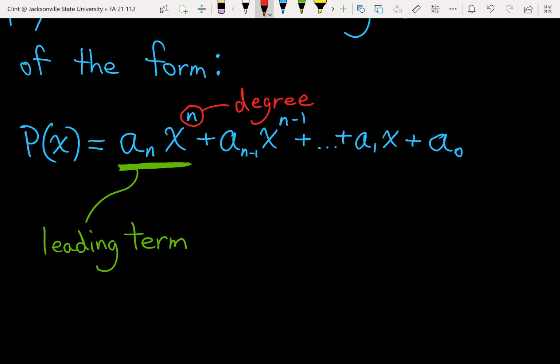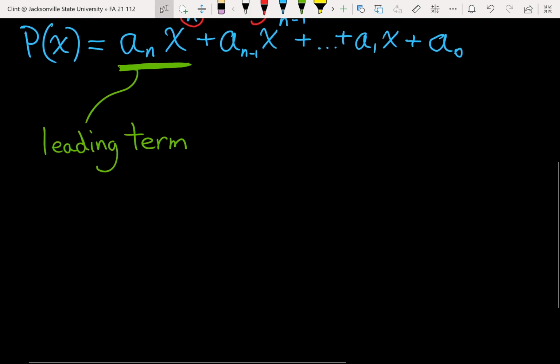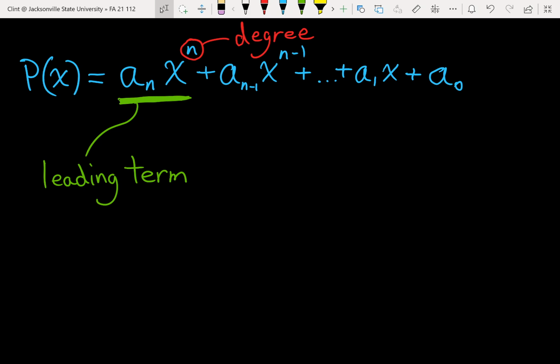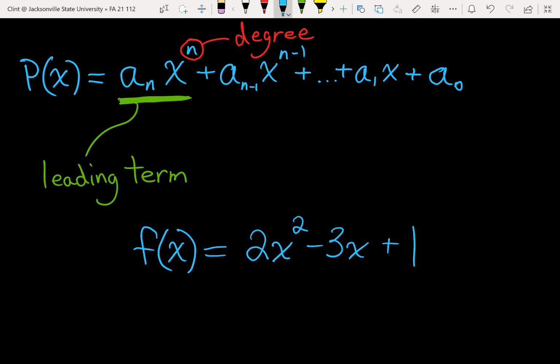So we've kind of used the idea already, because with quadratics, quadratic functions are polynomial functions. So if we had a quadratic function like this, and that's in that same form, here we would say our leading term is 2x squared, because x squared is our biggest exponent. So a quadratic function is degree 2, because that's the biggest exponent we have.